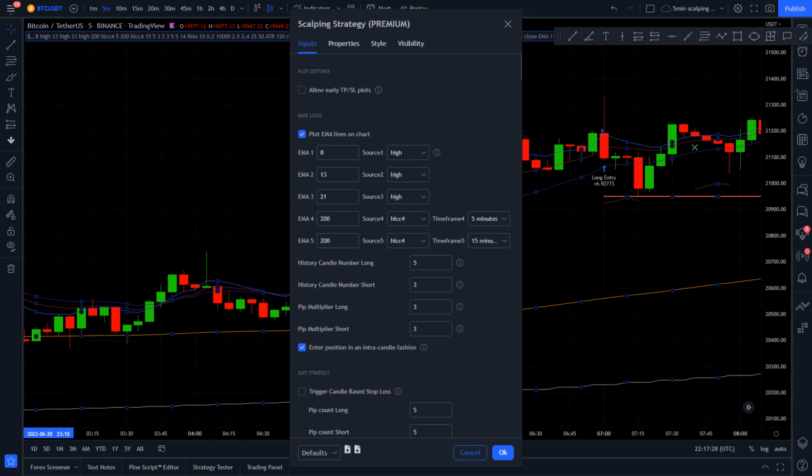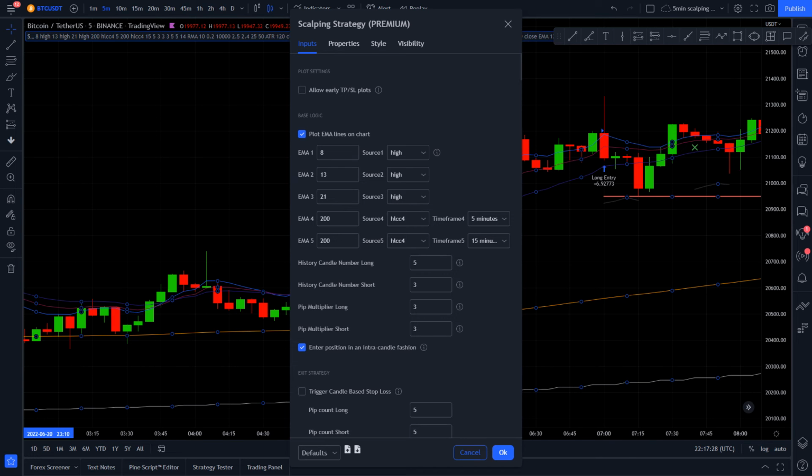Once you open up the Scalping strategy script, on the top you can customize the 5 EMAs which we discussed earlier. With the last 2, you can set the time frame which it is based on. Under the EMAs, you can set the history candle number lookback. In the strategy, when we get a trigger candle, this is the section where you can set how many candles the strategy should look back for the entry points, aka the highest point in case of a long position and the lowest point in case of a short position.